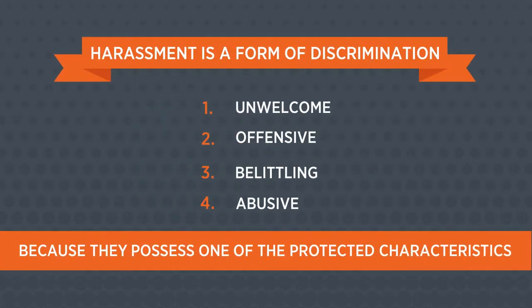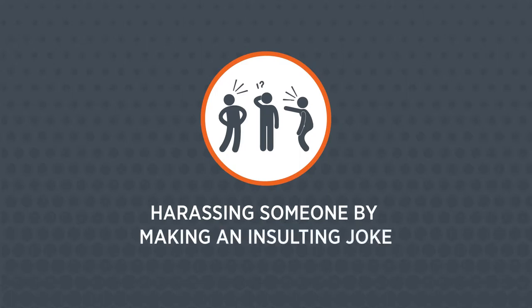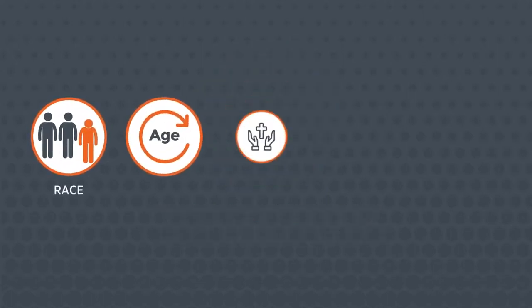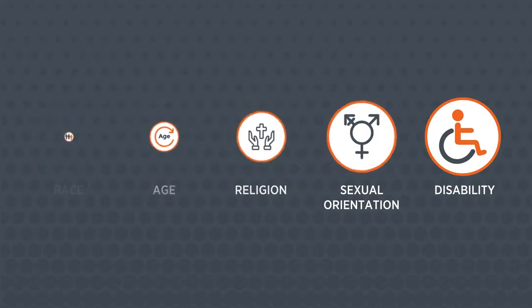It may consist of unwelcome, offensive, belittling, or abusive behaviour towards another person because they possess one of the protected characteristics. For example, harassing someone by making an insulting joke or derogatory remark about their race, age, religion, sexual orientation, or disability is less favourable treatment of them than someone who does not have that characteristic, and therefore constitutes discriminatory treatment.